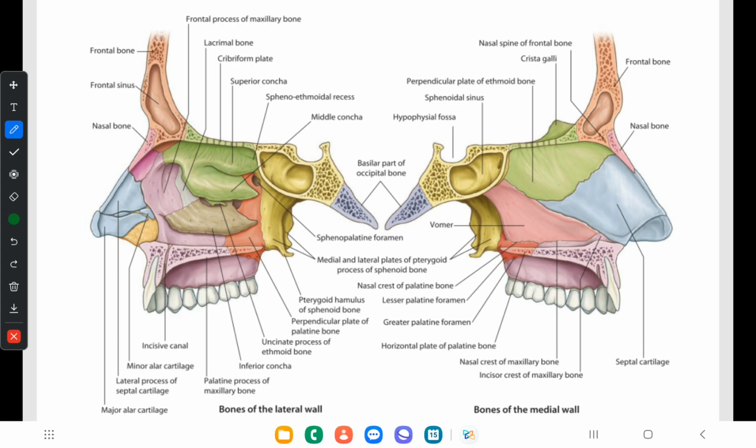Let's discuss about the nasal septum. Nasal septum is partly bony and partly cartilaginous. This is the bones of the medial wall, that means the nasal septum. So you can see partly cartilaginous and partly bony. And the perpendicular plate of the ethmoid bone forms the posterior superior part of the septum. And the vomer, this one is the vomer, it forms posterior inferior part, and septal cartilage bridges the gap anteriorly.